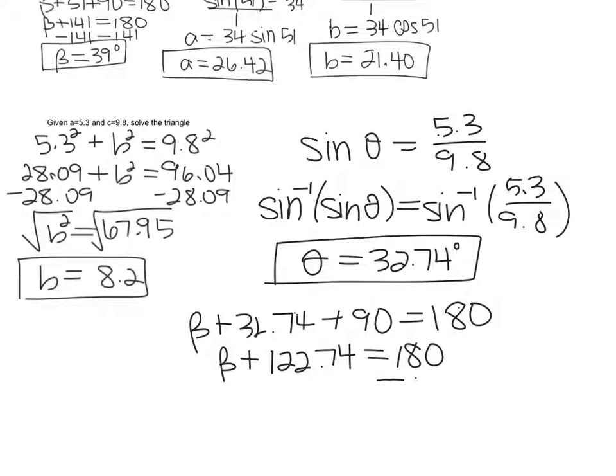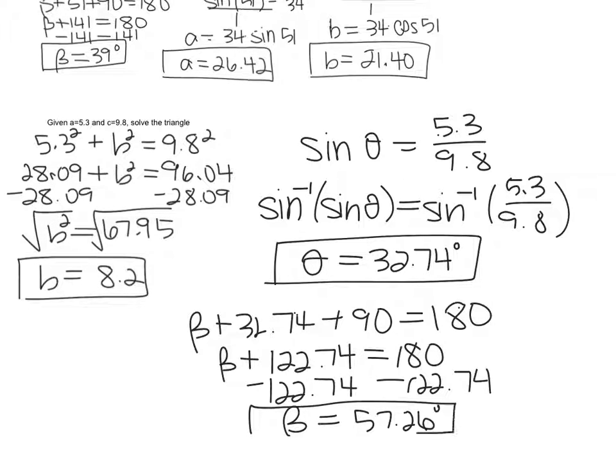We're going to subtract 122.74 from both sides, and we get beta equals 57.26 degrees. Now if I'd used an inverse trig function like cosine here, I still would have gotten the same measure for beta.